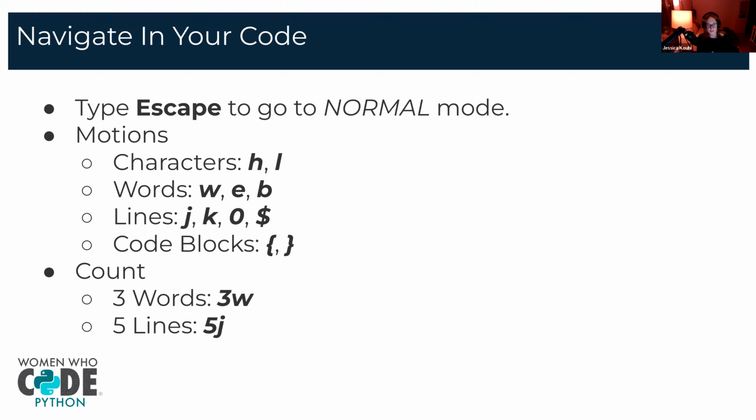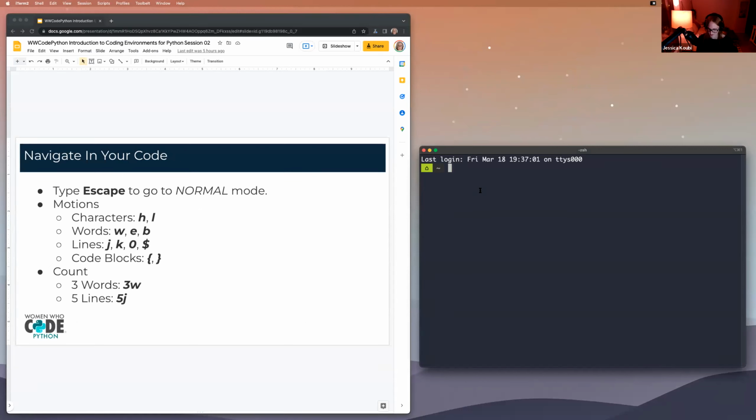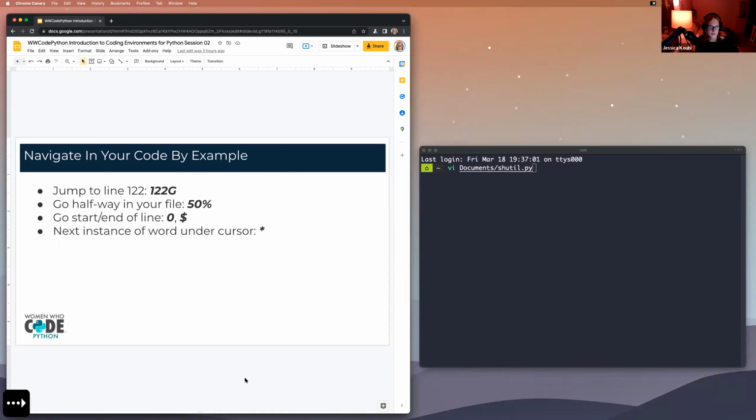And something very, very interesting with Vim is that you can combine those together. So you can say, I want to go to the next 3 words or the next 5 lines. And I'm going to show you that right now. So I'm going to show you a few examples and explain them as well.